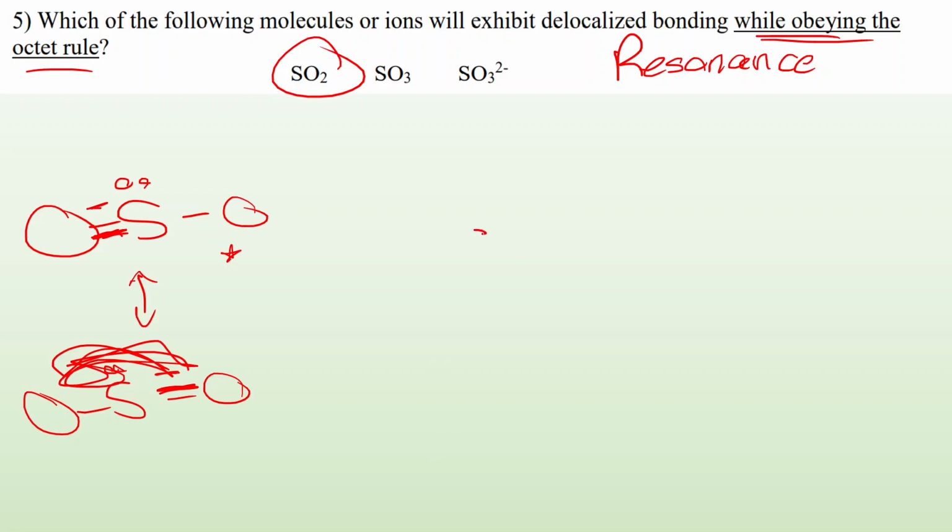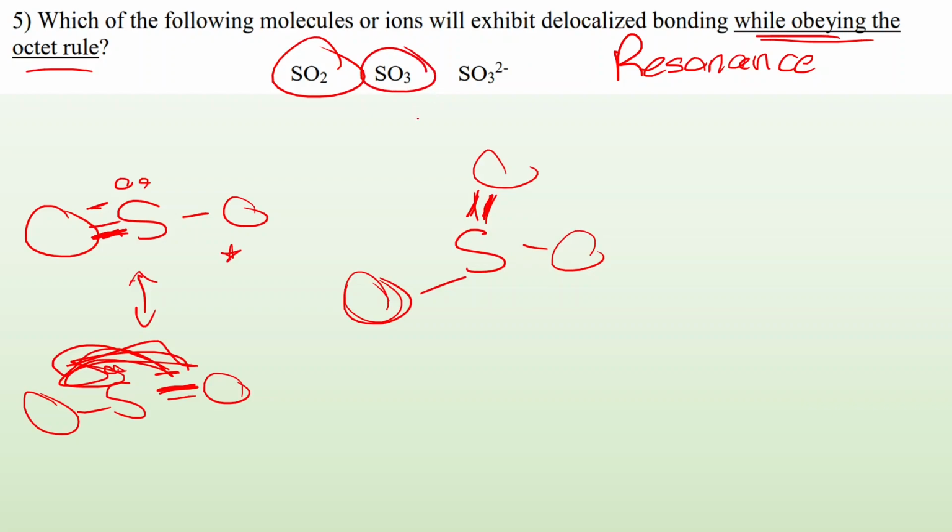SO3. Well, if I draw that out and I follow the octet rule, I get a structure that looks like this. And now you go, hey, wait a minute. Why did I put the multiple bond between sulfur and this oxygen? Great question. That tells me there's resonance, which means that these pi electrons aren't stuck in between just those 2 atoms. They're going to be moving around the whole molecule. We have delocalized electrons in SO3 as well.